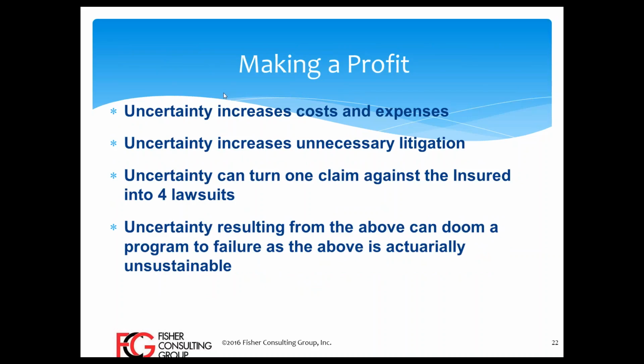Uncertainty increases unnecessary litigation. Uncertainty can turn one claim against the insured into 4 lawsuits, none of which were actuarially anticipated. And as a result, the insurance company can't possibly make money. Uncertainty resulting from the above can doom a program to failure, as the above is actuarially unsustainable. And that's not what we're all looking at, and that's not what we're hoping to achieve. We want an insurance program that is going to be profitable. We want an insurance company where everybody can make money.